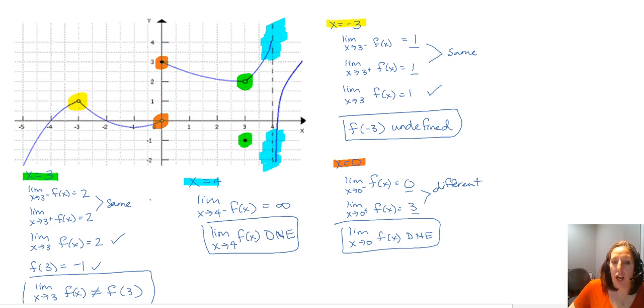All right, hopefully this clears up a little bit on looking at a graph and determining the continuity.